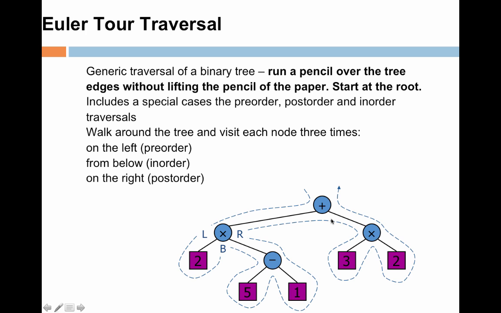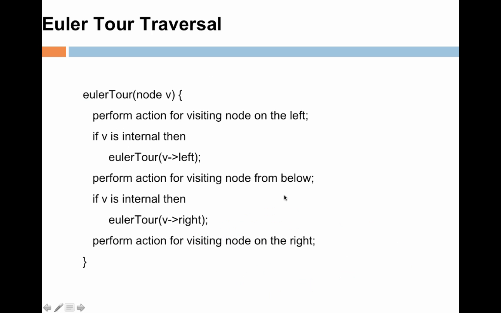So now you will see that every edge is visited twice. Let us just look at a small function description. This is called the Euler-Tour traversal. So perform action for visiting node to the left, right? And if V is internal, then you perform a Euler tour recursively at the left node.